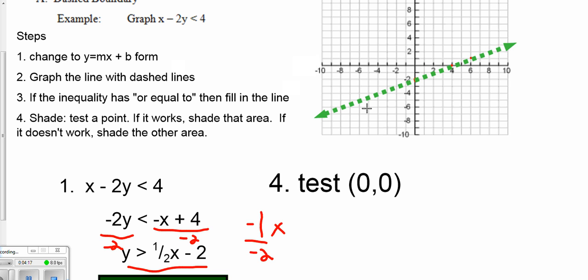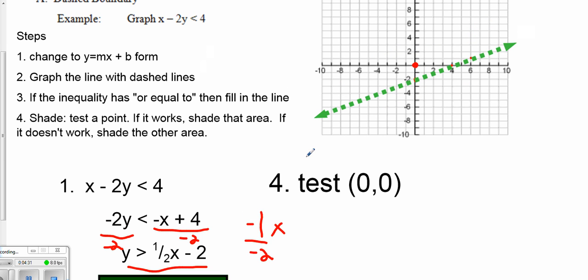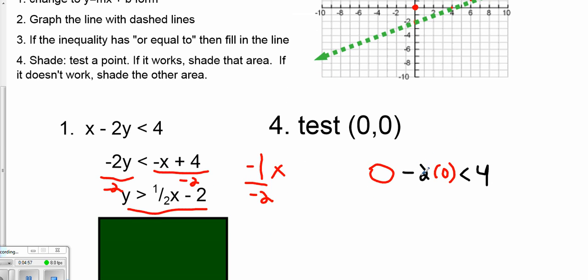Now the last thing we need to do before we can shade this is test a point. We are going to test the point 0, 0. Now how do we test it? We plug this back into our original inequality. So it was x minus 2y is less than 4. So we'll plug in 0 for x, then minus 2 times y, which was also 0. And our inequality told us that that should come out to be less than 4. So let's check and see if this is.